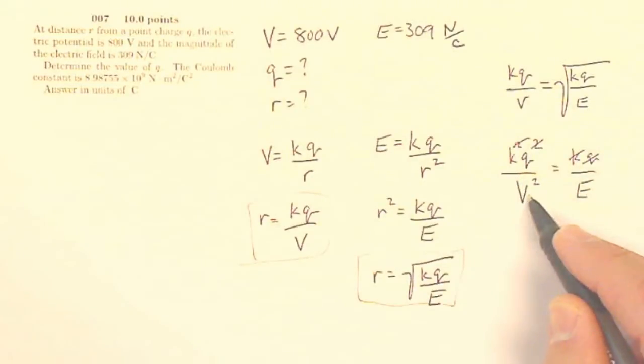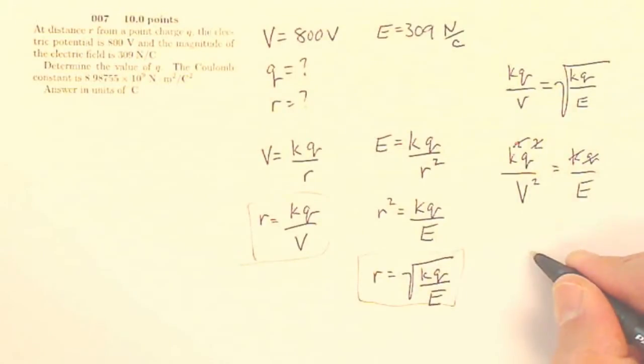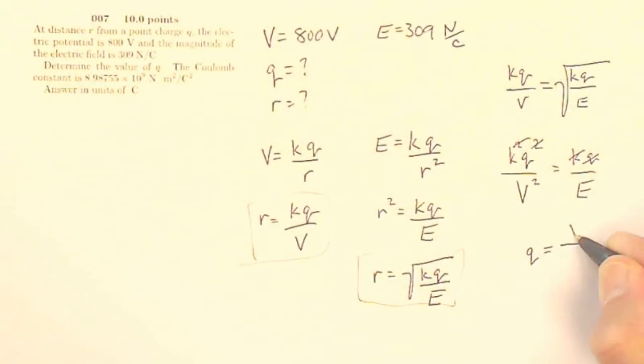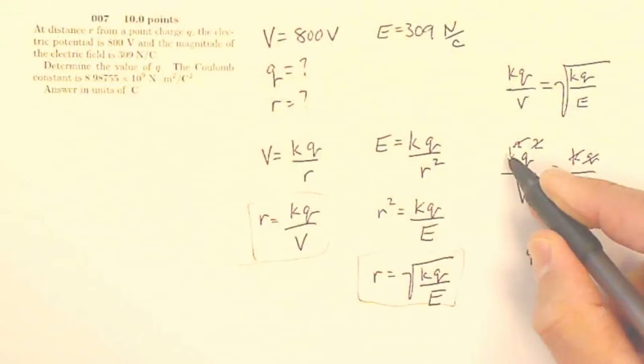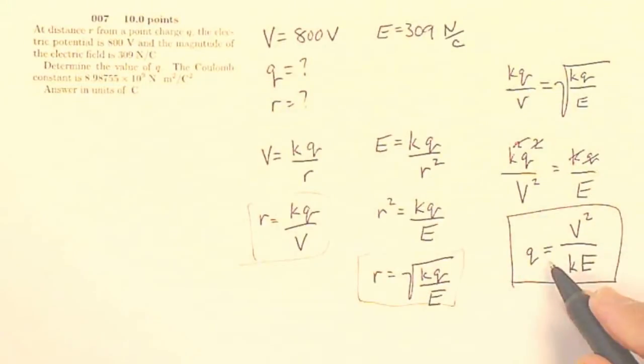So I have KQ over V squared equals 1 over E. So if I want to solve this for Q, I'll have Q equals V squared over K times E. So that is the fancy schmancy way of getting to the right answer.